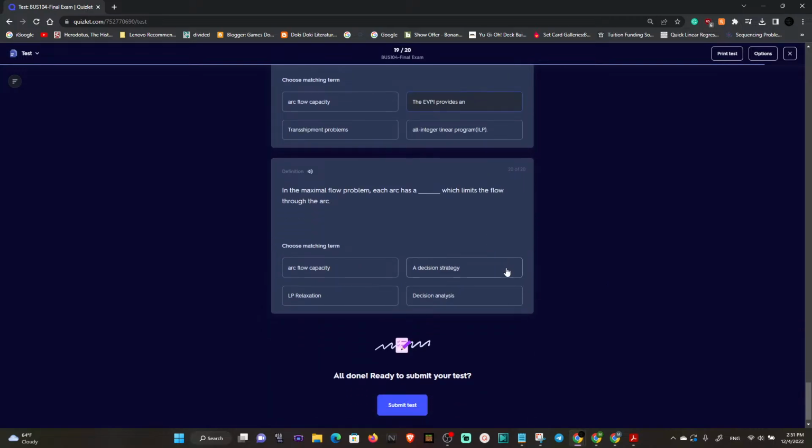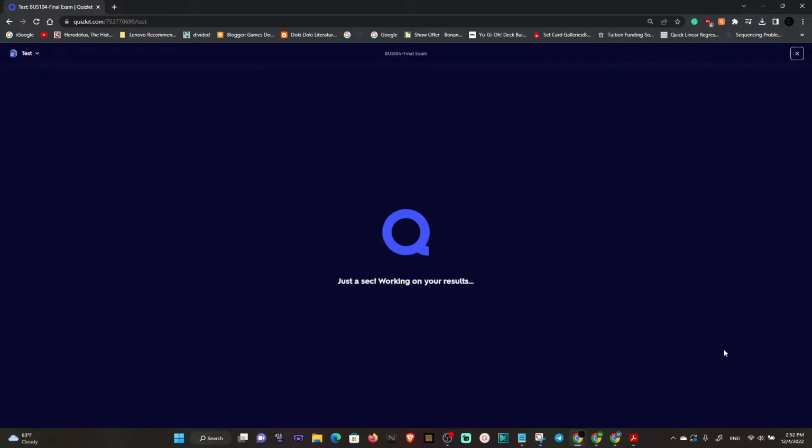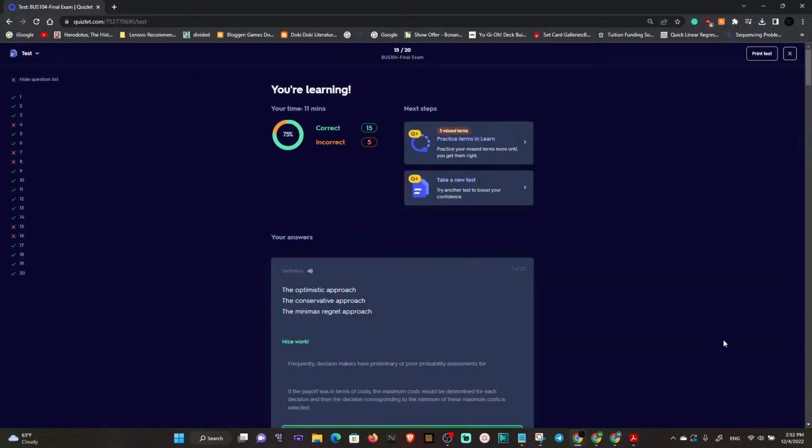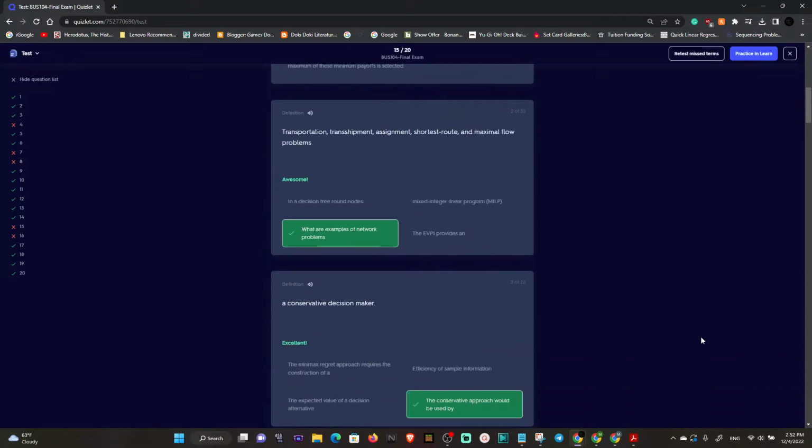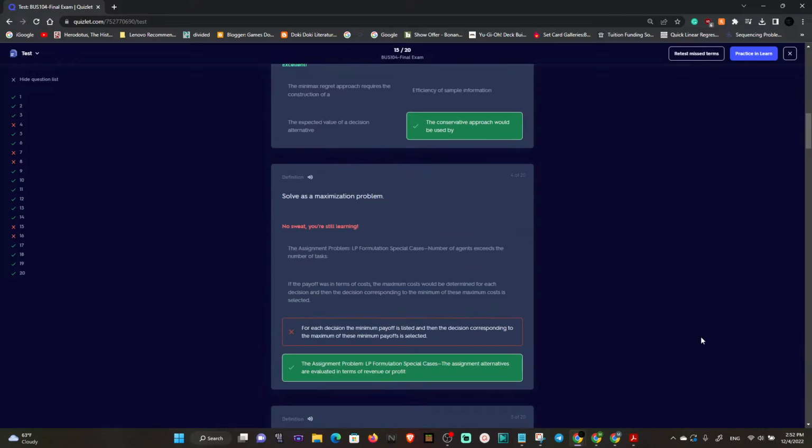In the maximum flow problem, each arc has a blank which limits the flow through the arc. Limits the flow. I would say arc flow capacity. So close. God damn it. Oh my god. You know what? Don't worry about it. Go take your lunch break.